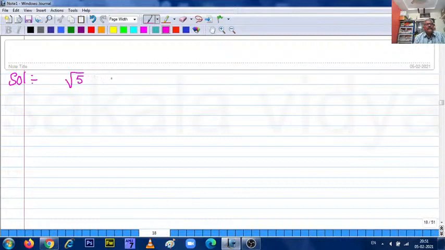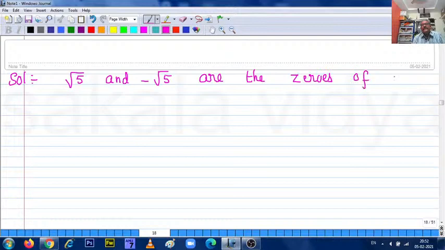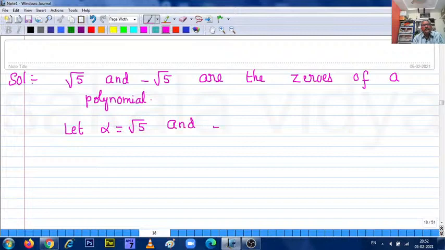So how to find out means, solution. Root 5 and minus root 5 are the zeros of a polynomial. That means a quadratic polynomial only. So let us say alpha is equal to root 5 and beta is equal to minus root 5. Now find alpha plus beta. So root 5 plus of minus root 5.